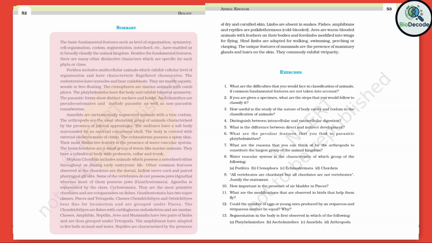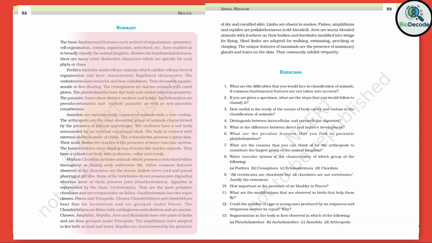Gnathostomata has two superclasses, Pisces and Tetrapoda. Classes Chondrichthyes and Osteichthyes bear fins for locomotion and are grouped under Pisces. The Chondrichthyes are fishes with cartilaginous endoskeleton and are marine. Classes Amphibia, Reptilia, Aves, and Mammalia have two pairs of limbs and are thus grouped under Tetrapoda.